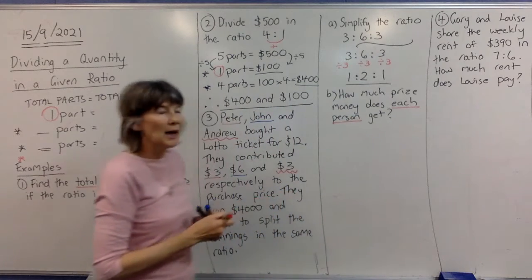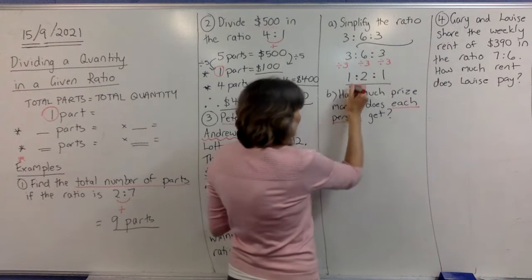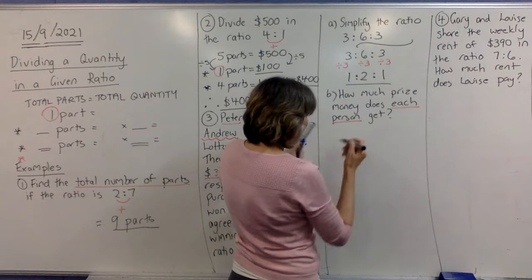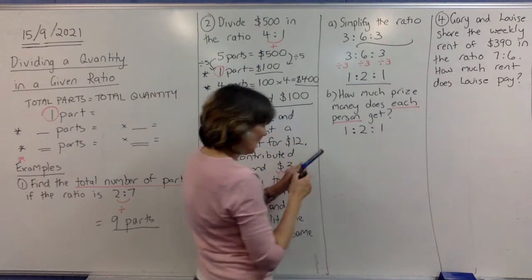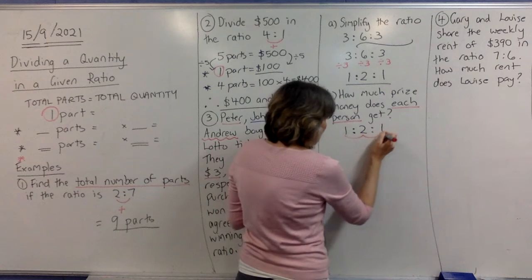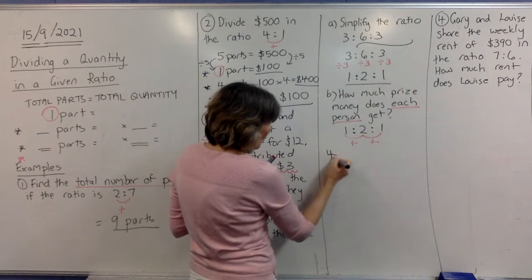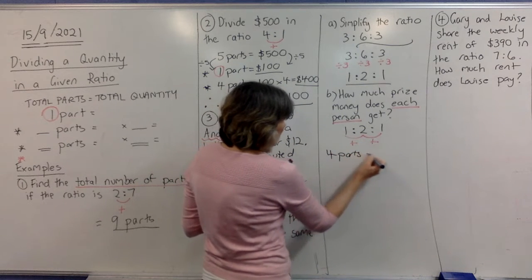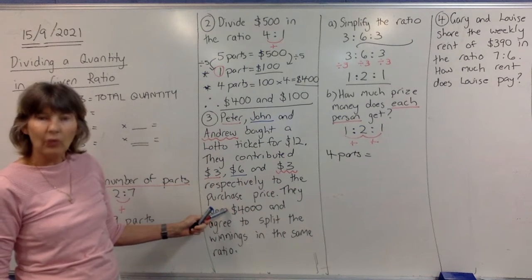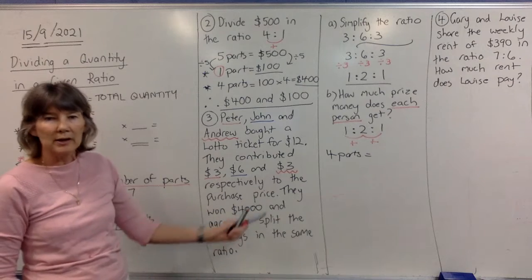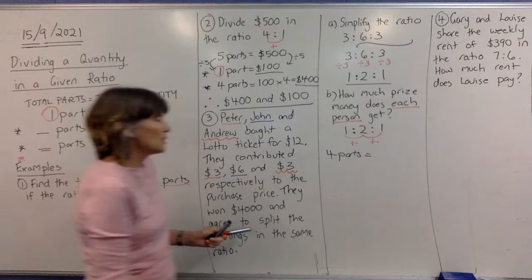Okay, so we're going to take our simplified ratio and add up these numbers. If we add these up, we're going to get 4. So the start of our working is 4 parts equals. Now the full amount of the prize money was $4,000. That's what they're trying to split up. So it's not the $12. They're trying to split up this $4,000.